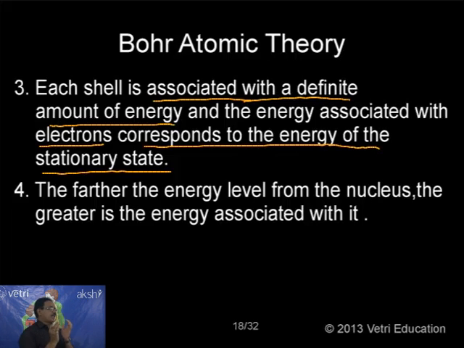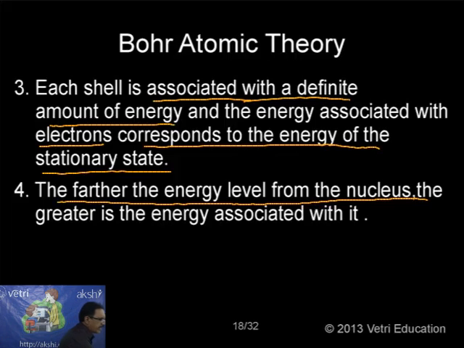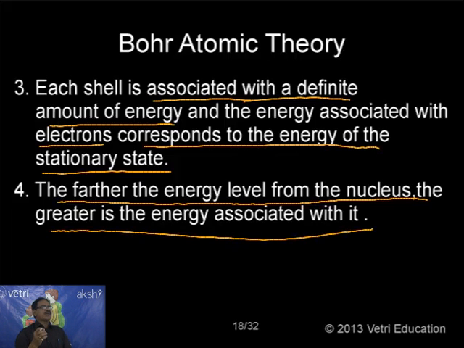This is the most important postulate. Each shell is associated with a definite amount of energy, and I am going to give the equation also. The energy associated with the electron corresponds to the energy of the stationary state. In addition to this, one more postulate is related to energy. The farther the energy level from the nucleus, the greater is the energy associated. That means if the electron is far away from the nucleus, the energy associated is greater. If it is coming closer and closer, the energy will be less. This is the most important postulate of Bohr atomic theory.